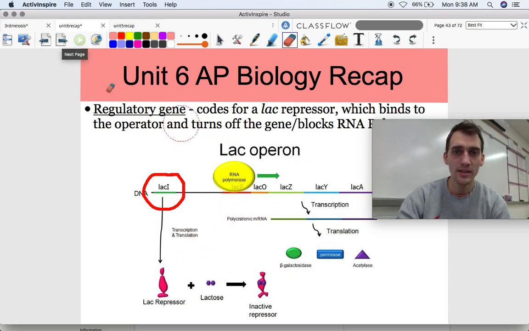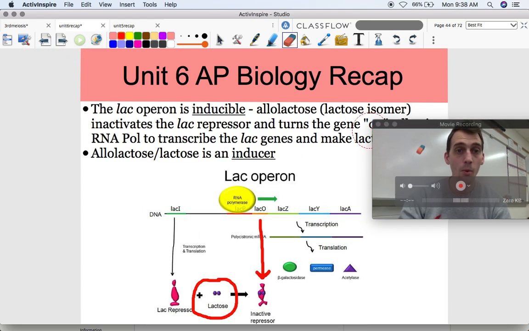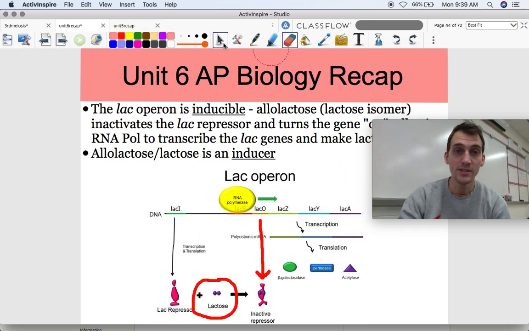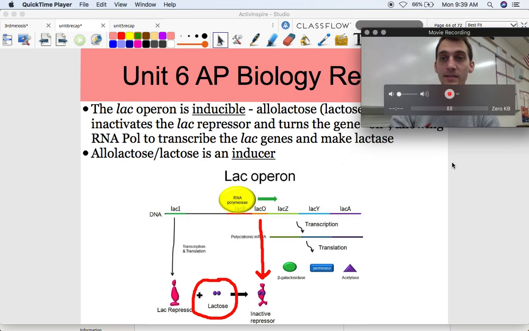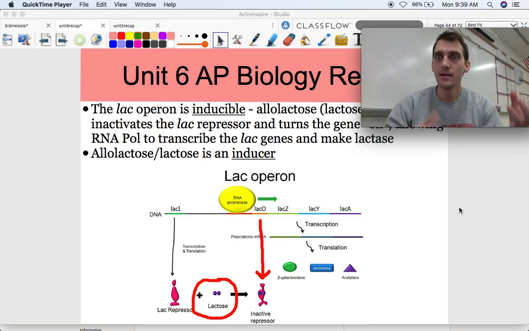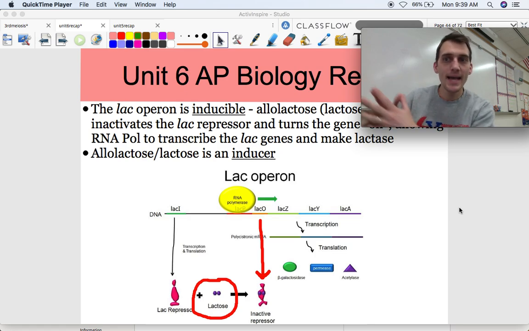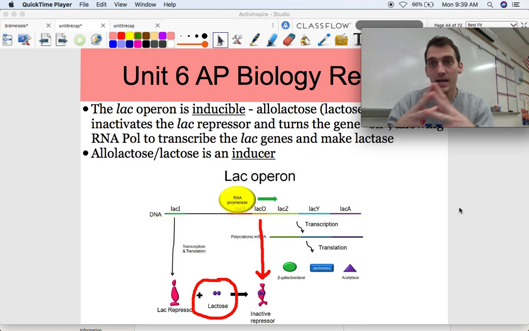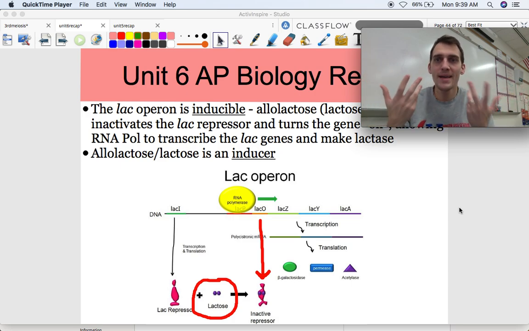And how do you turn the gene on? Well, you do that through what's called an inducer, right? And an inducer in this case is lactose. So when lactose is present, this is why this makes so much sense, because when lactose is present, you want to break down lactose to make glucose with it and make ATP with it, right? You want to break down that sugar that's in your environment. So this is what makes so much sense about it.